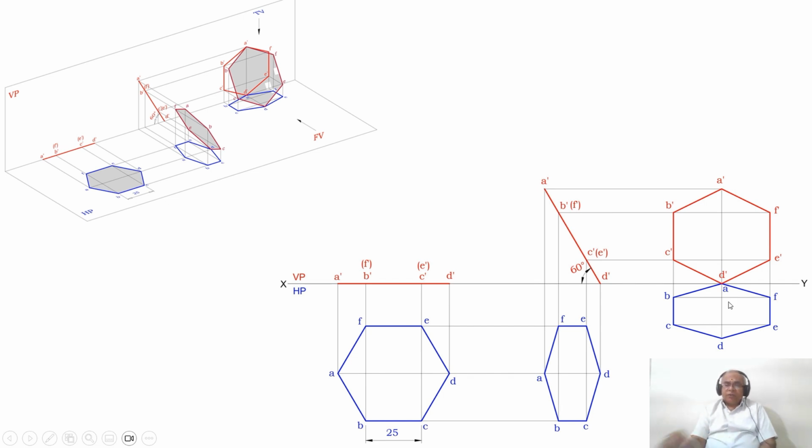So how do I know that my problem is right? One corner is on HP, the corner opposite to this corner, which is A, is on VP, and this surface is inclined to HP at 60 degrees, and you have a hexagonal lamina of 25 mm sides. Since all the data given in the problem is considered in solving this solution, my problem is right. Thank you.